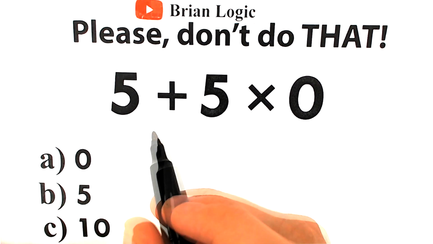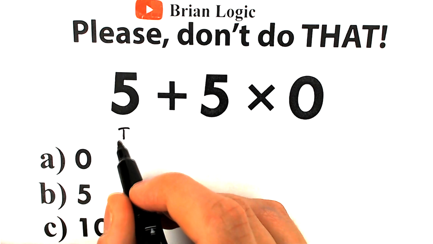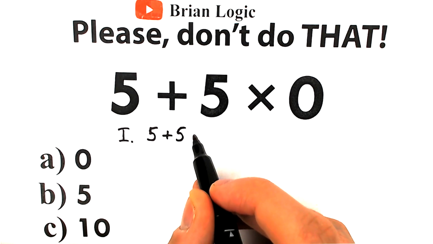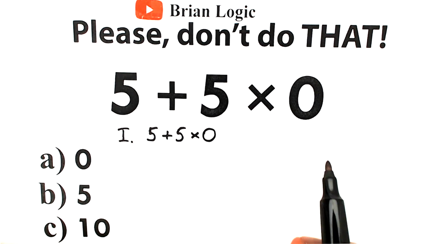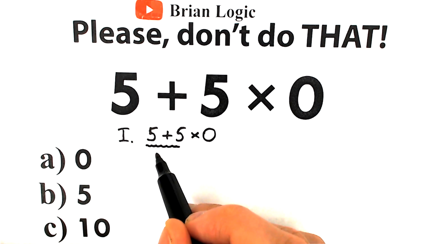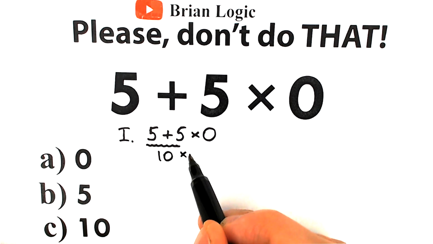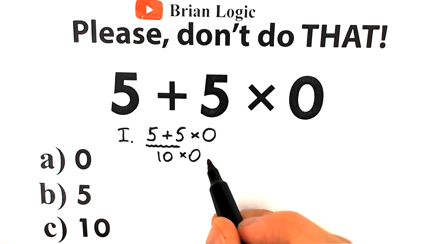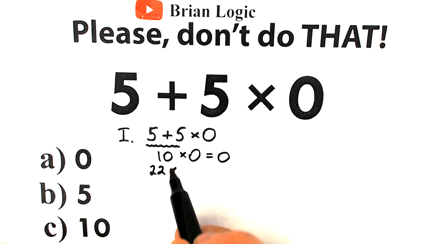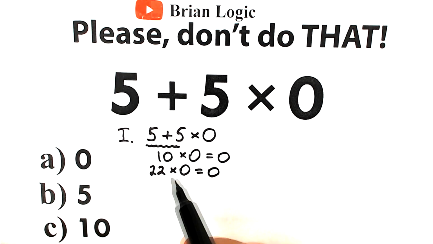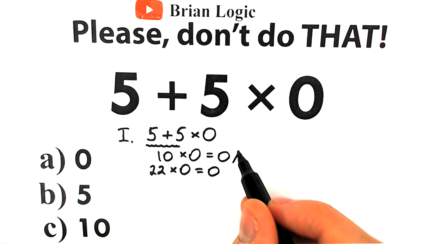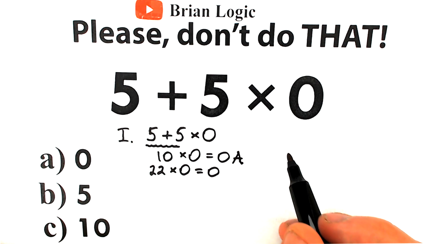So there are two types of students. The first type of students solve this question like that. We have 5 plus 5 and times 0. They say, okay, we have 5 plus 5 right here, we have 10, and we multiply this 10 by 0, and of course it doesn't matter what value we have on the left hand side, all the time we have 0 on the right hand side. If you have, for example, 22 times 0, the correct answer is 0 as well. So a lot of students choose option A, and they say that option A is the absolutely correct solution.